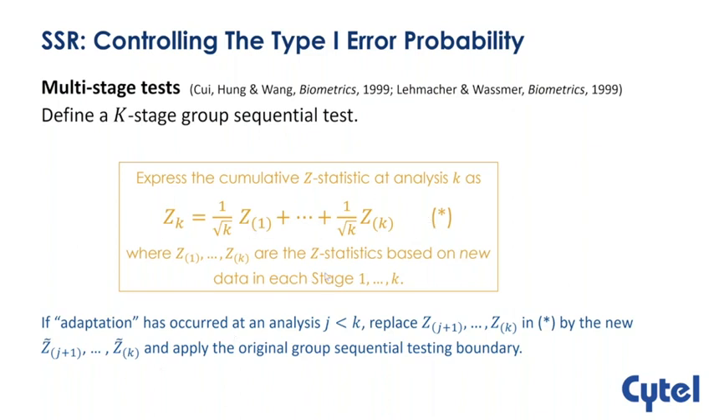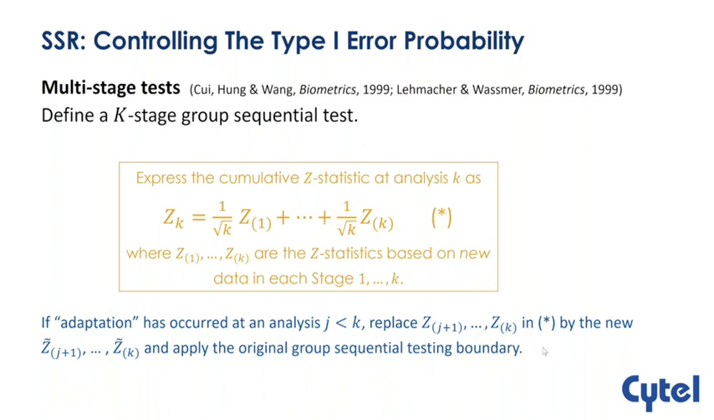We start off with a group sequential design with K stages. And then the trick here is that if we make an adaptation after a certain analysis, maybe we increase all the group sizes, we replace the Z's that were going to be here by new versions, Z twiddles, based on the new data with the larger group sizes. But if theta is zero, they're still all normal 0, 1, and we can put them together and use the original testing boundary, and we still get a test with the right type 1 error.